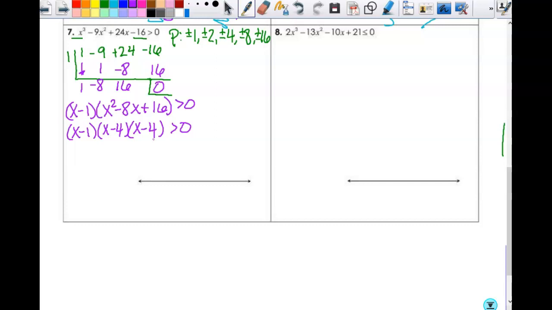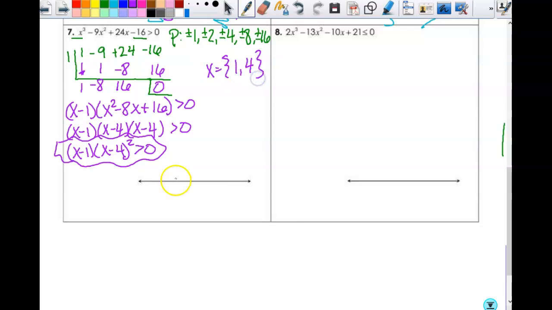This is not finalized. This would have to be x minus 1 times what? X minus 4 squared is greater than 0. Okay? So this is what we're using for our number line, right? So what are my x's? 1 and 4, yes. So on my number line, I just have 2 numbers, 1 and 4. And are they open or closed? Open. Right? So then I check my signs.